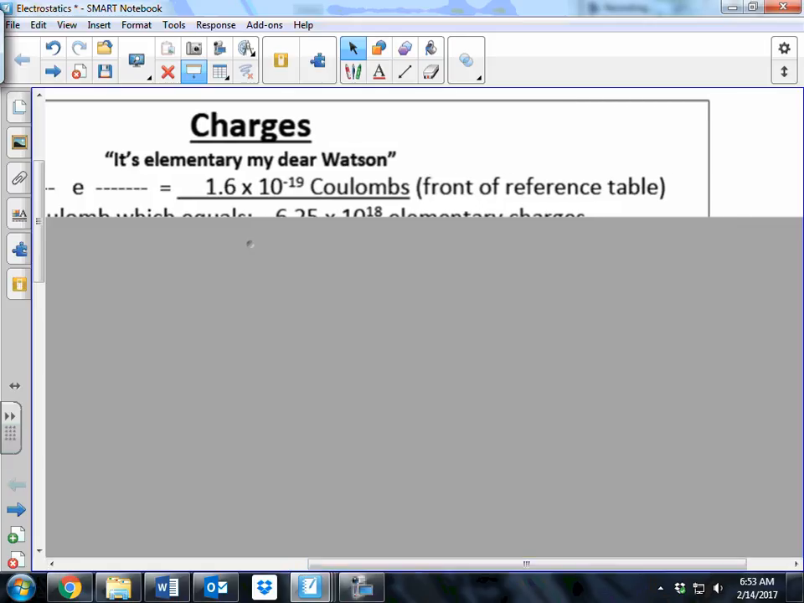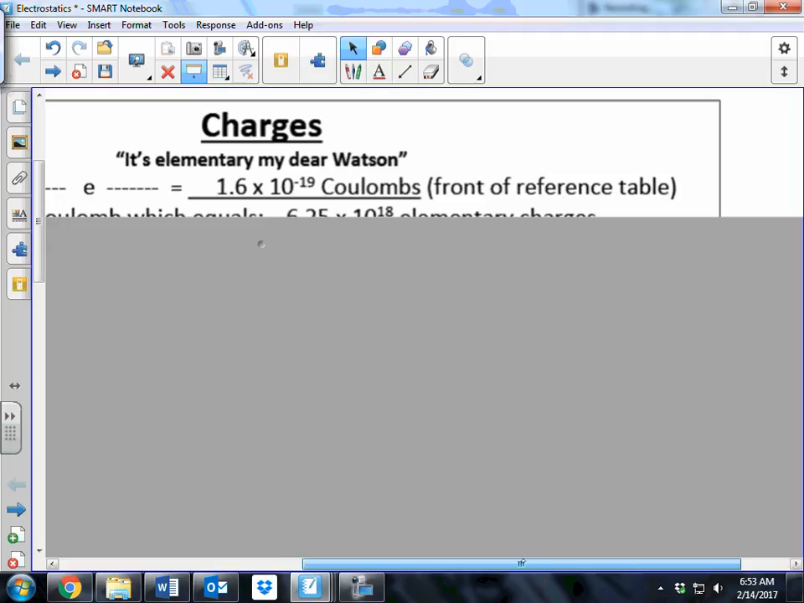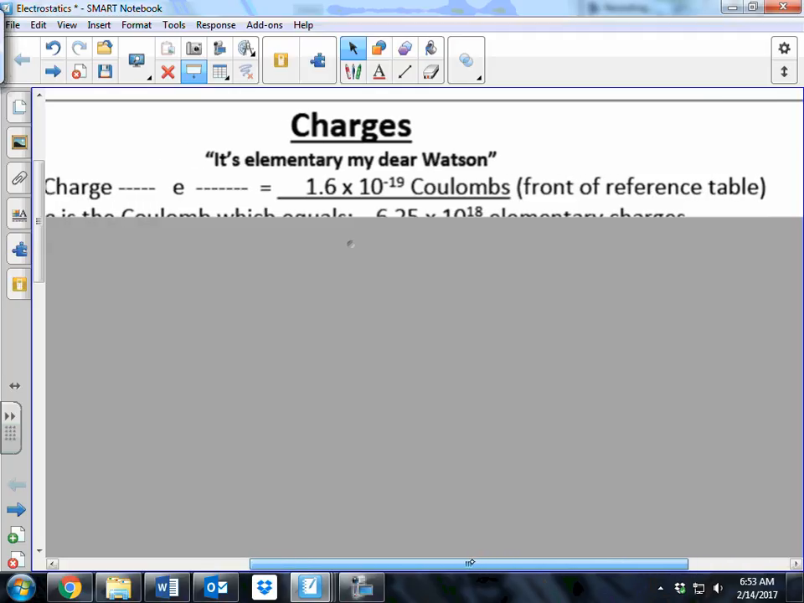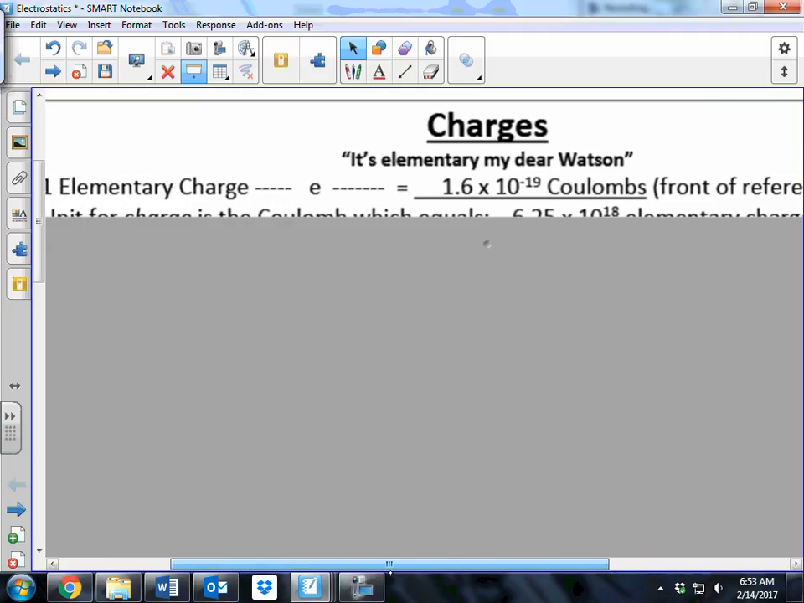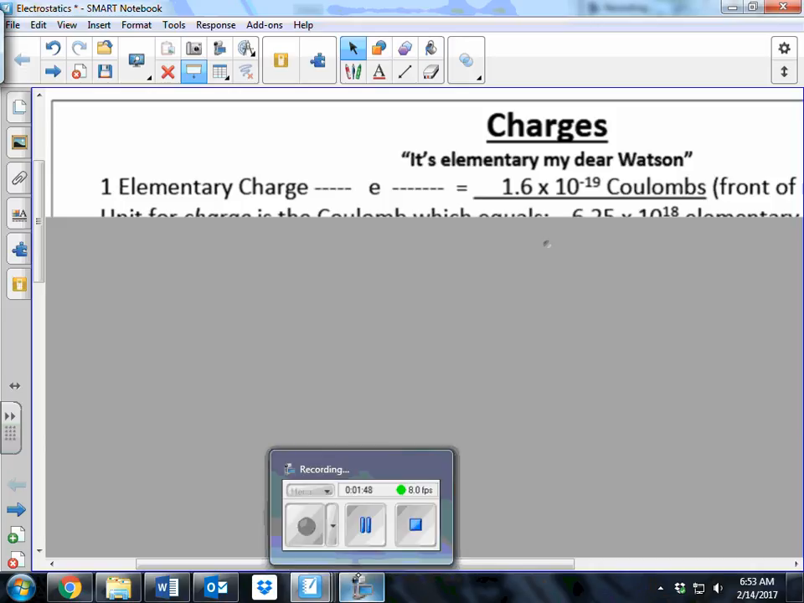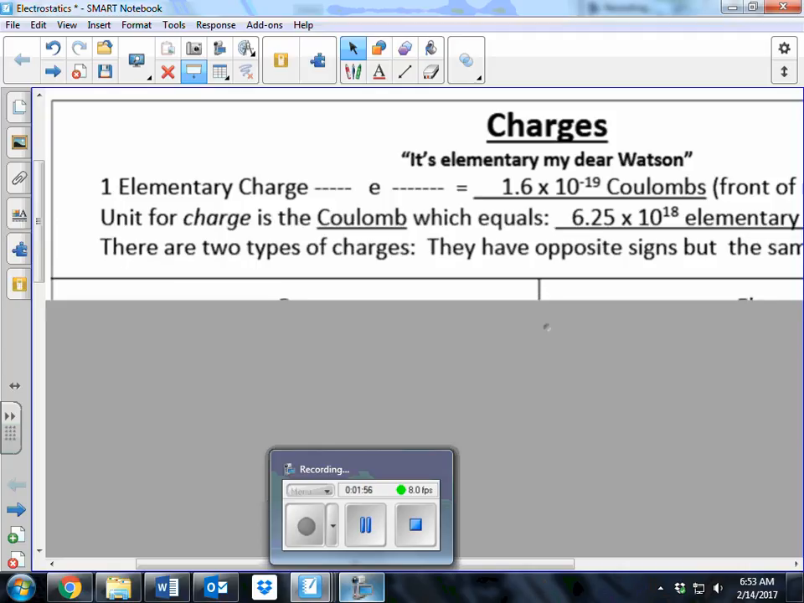This value is on the reference table, and the coulomb is a new unit for you guys. Coulomb is the unit of charge. It is named after Coulomb, who did a lot of fundamental work figuring that out as well. One elementary charge is 1.6 times 10 to the negative 19 coulombs, and this is the charge of an electron and a proton.